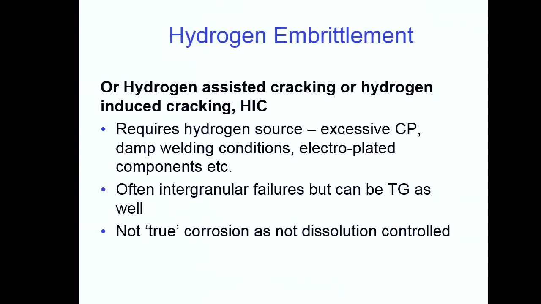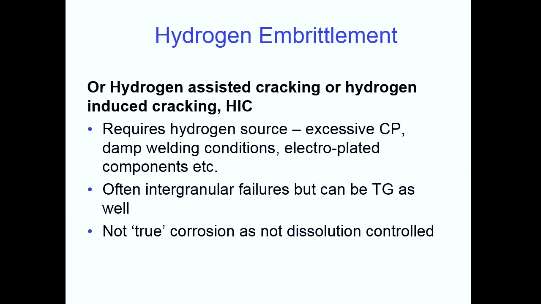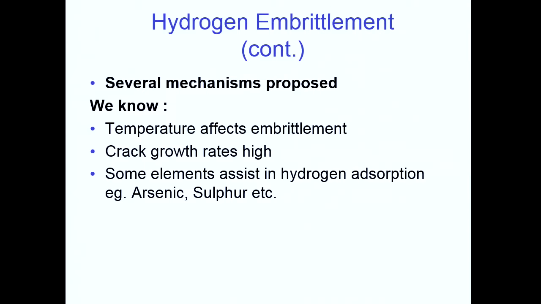So, what do we know about hydrogen embrittlement? We know it's affected by temperature. I've said the cracks are very fast. We know that the crack growth rates are high. And we also know that the presence of some species in the environment actually enhances the absorption of hydrogen and so makes the materials more susceptible to cracking.